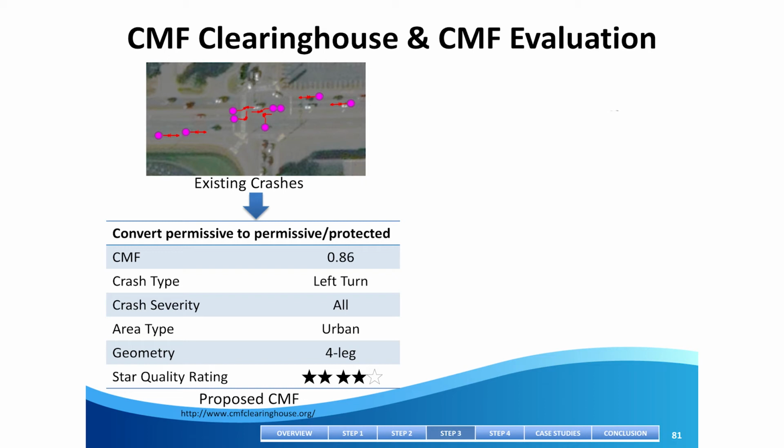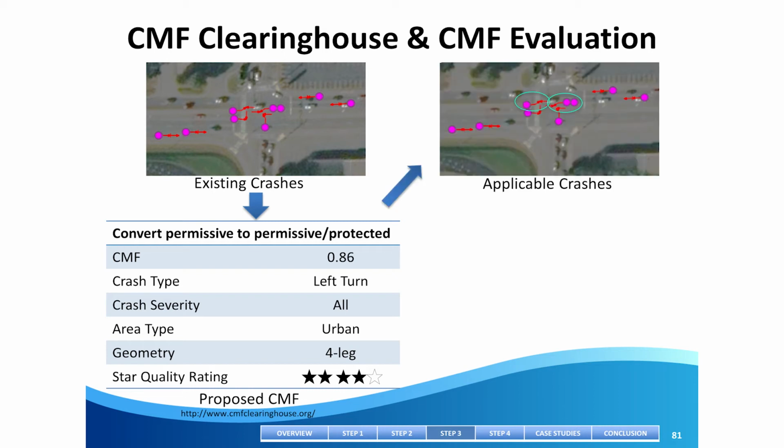All right, so we've identified our countermeasure, we have our CMF. We need to figure out which of our crashes are the applicable crashes. So we had all of our crashes, and now this CMF applies to left turn crashes. You probably can't see those circles very well, but there's only a few left turn crashes at this intersection. So we can only apply that CMF, that 14% reduction, to the left turn crashes.